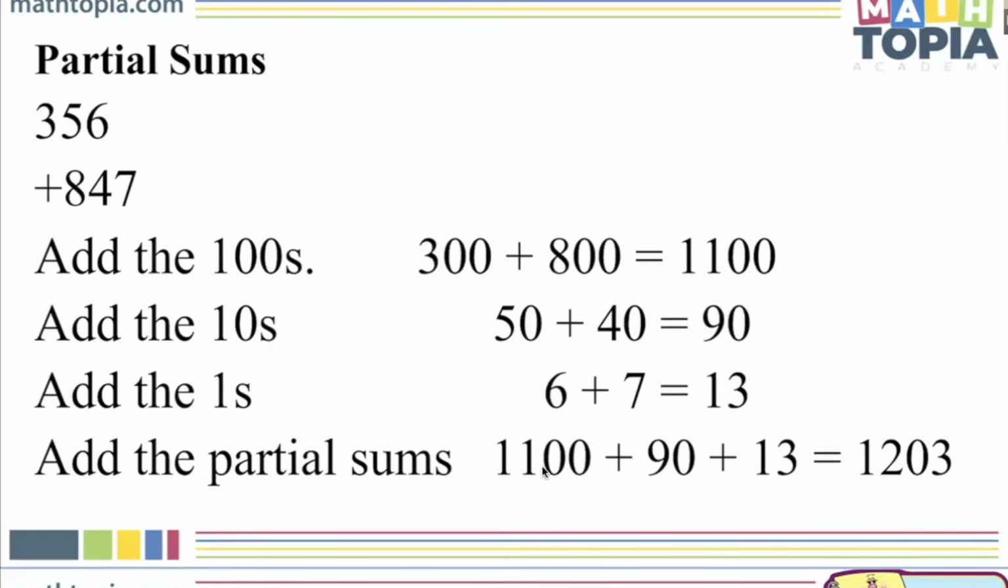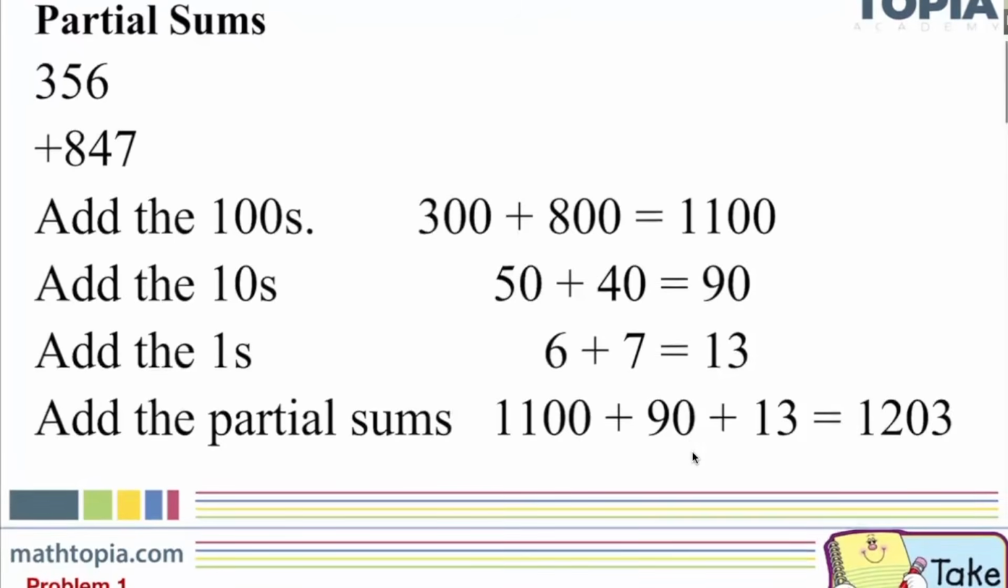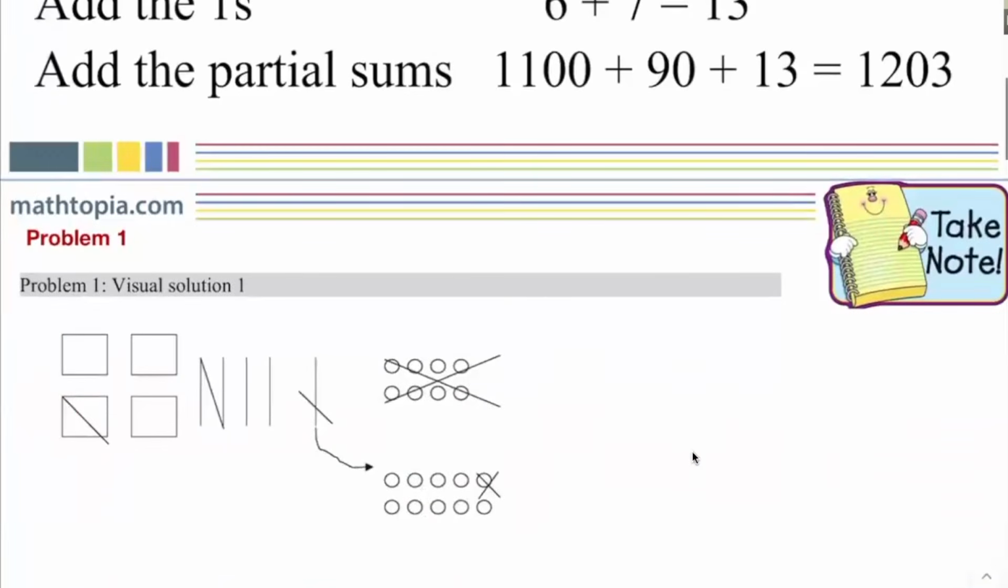So 190. So 1,100 plus 90. Are you asking the answer of 1,100 plus 90? Yes, 1,190. Now go ahead. 1,190 plus 13 equals 1,203. Okay, great. Yeah, that's what we call the partial sum.